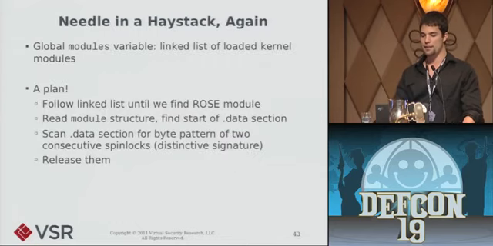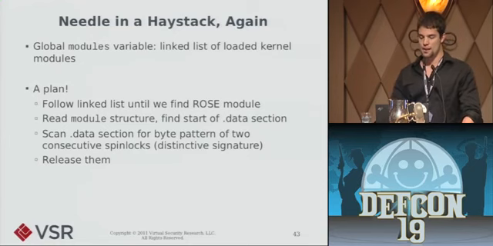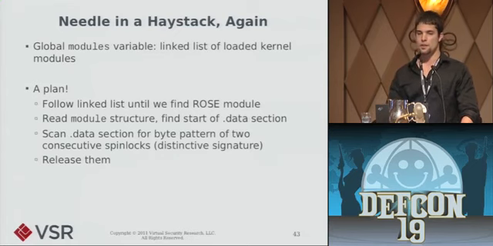Fortunately, it's actually pretty easy to find it. There's this global modules variable, which is the head of a linked list of loaded kernel modules. So what we can do is follow this linked list until we find the module named ROSE, and read the module structure hanging off this linked list until we find where the data section of the ROSE module is.